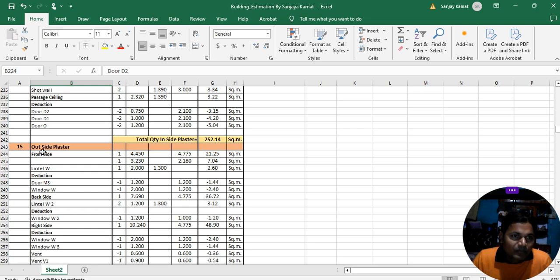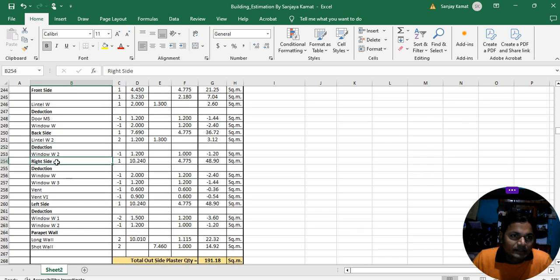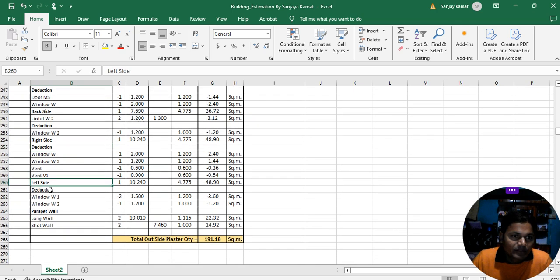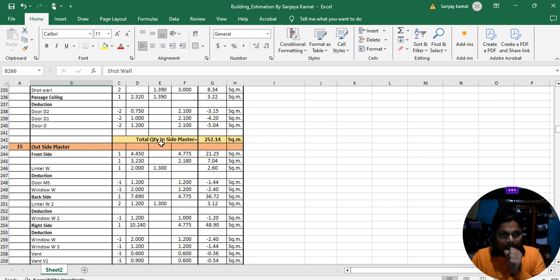Now we are going to the outside plaster. We discussed outside plaster earlier. If we do the front side deduction, back side deduction, right side deduction, left side deduction, and parapet wall, as you can see, we came to this at last. This is our main topic, so I will deal with it one by one.